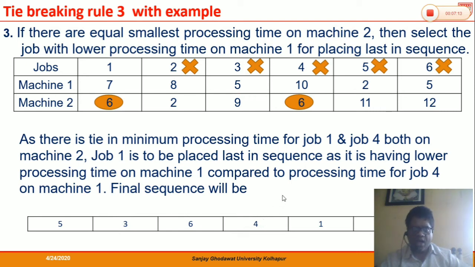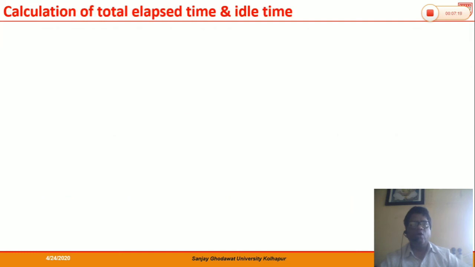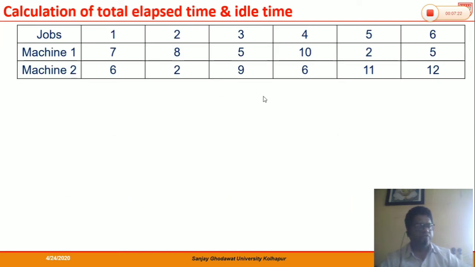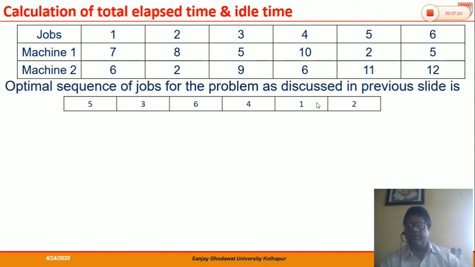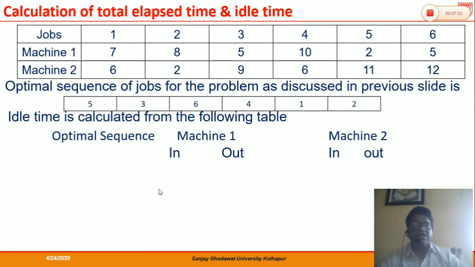After doing this, we now have to decide the total elapsed time for all these jobs. So these are the 6 jobs. We have solved this example and found the optimal sequence. But what is the total elapsed time, and what is the idle time for each machine? For that we have to prepare the chart, and from this we can prepare the Gantt chart also. Look here, first job number 5 is kept first in sequence. It requires 2 units on machine 1 and 11 units on machine 2. So we have scheduled 0 to 2 on machine 1 and 2 to 13 on machine 2, because it takes 11 units.